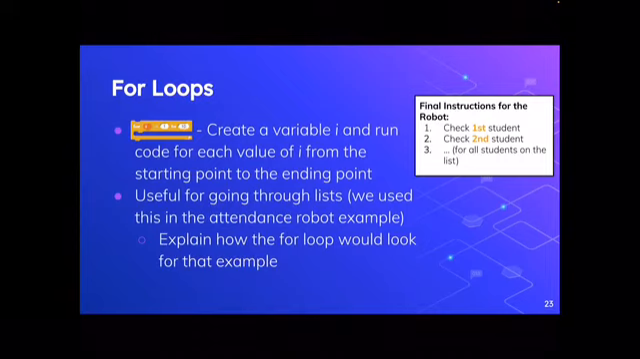Okay, so going back to the context of for loops, they can essentially run some code for each value of i from the starting point to the ending point. It's useful for going through lists like the attendance bot, and it's also useful for a lot of other things where we want to increment a value again and again.